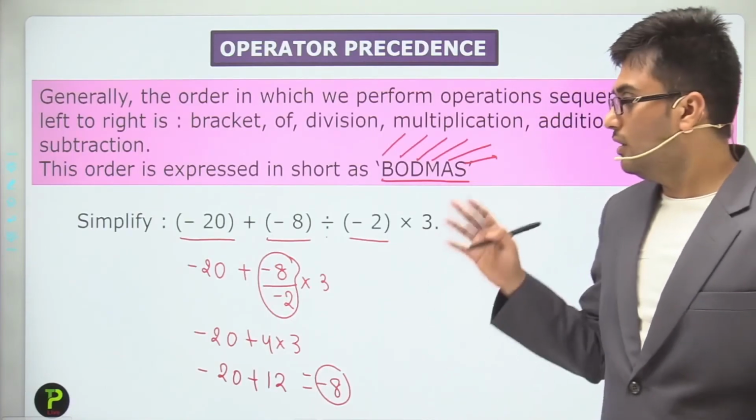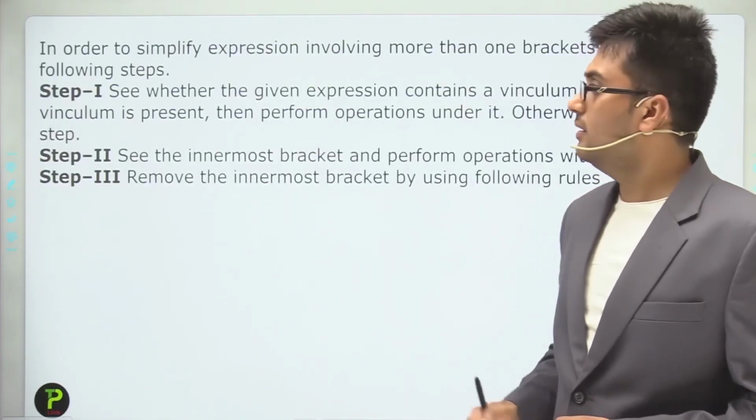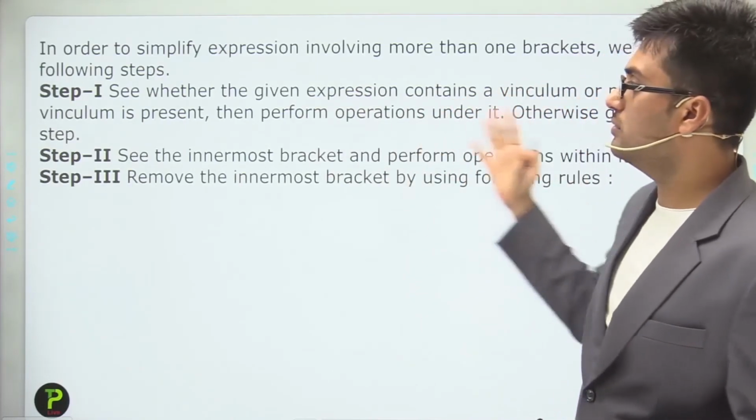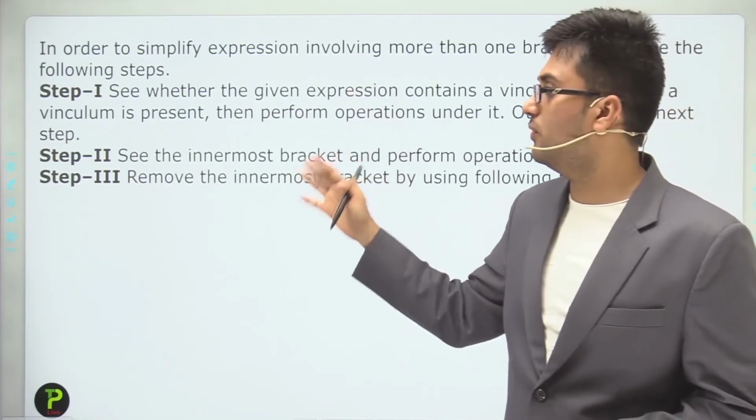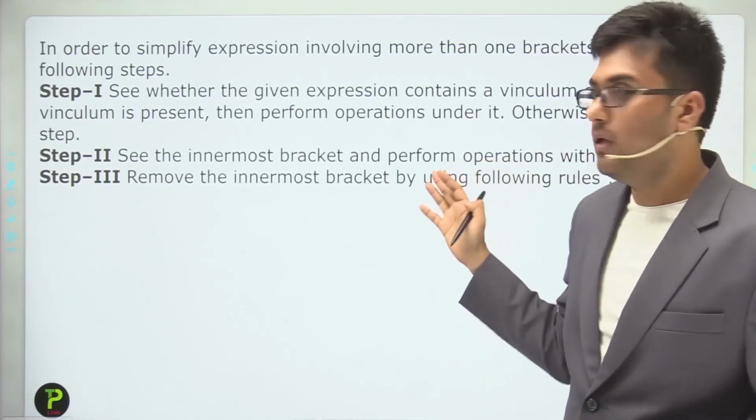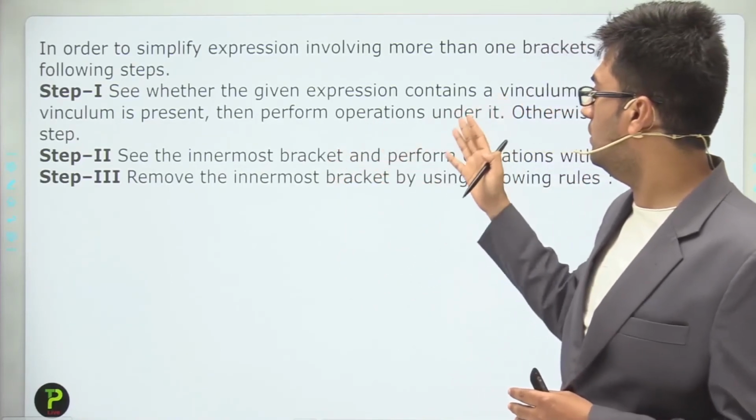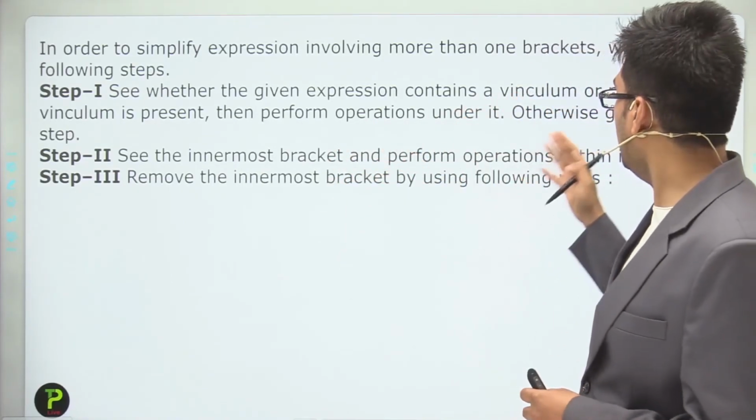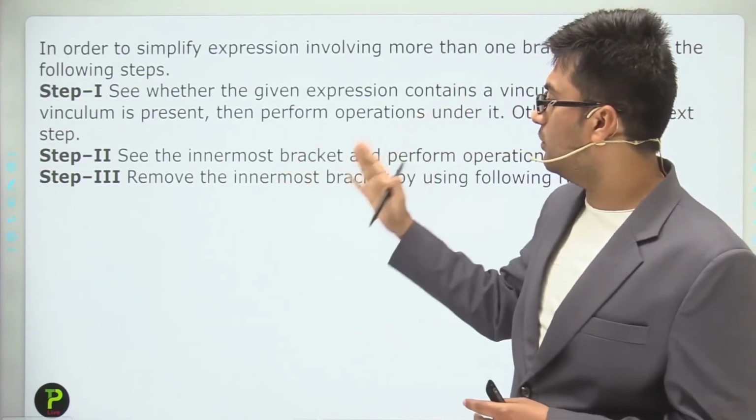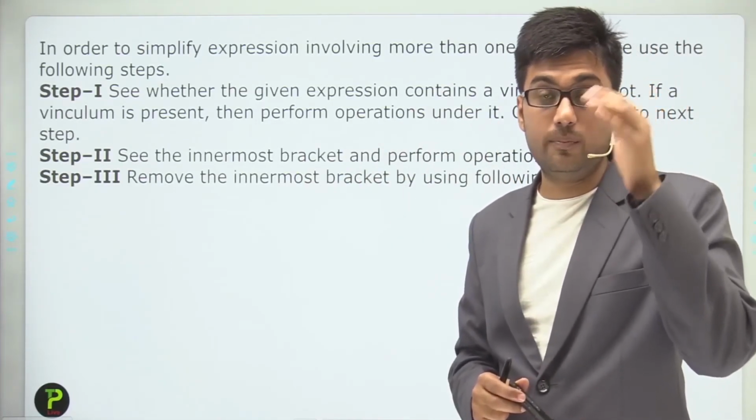Clear? So students, now after this, let's discuss a few points about brackets. In order to simplify an expression involving more than one bracket, we use the following steps. And the first step is what? See whether the given expression contains a vinculum or not. If a vinculum is present, then first of all we have to solve the operation under the vinculum. Otherwise go to the next step. And the next step is what? See the innermost bracket and perform the operation within it. We have to solve the innermost bracket first.